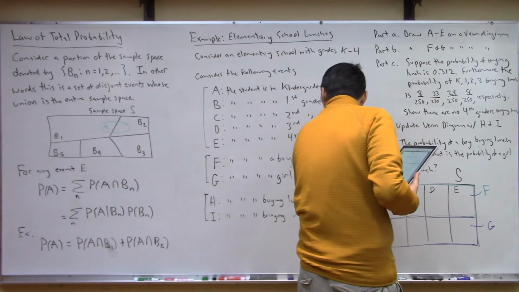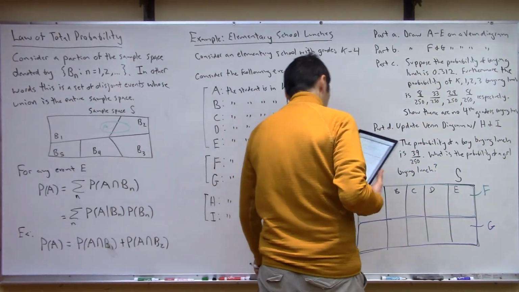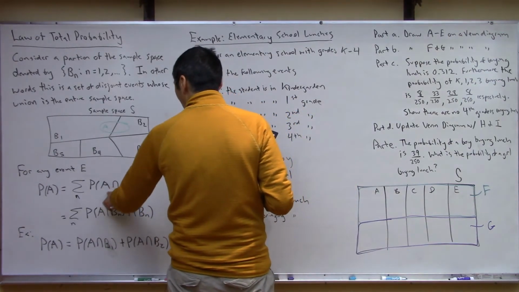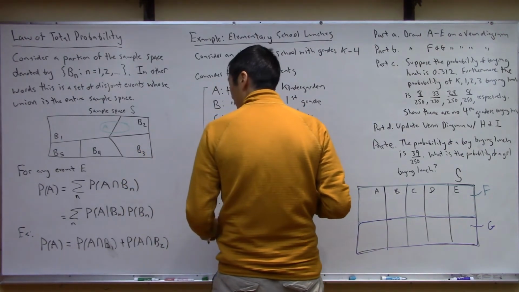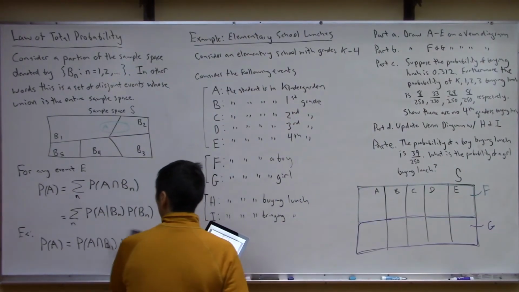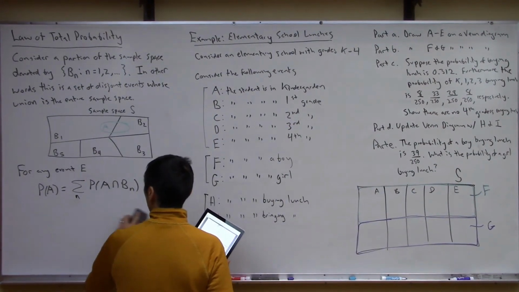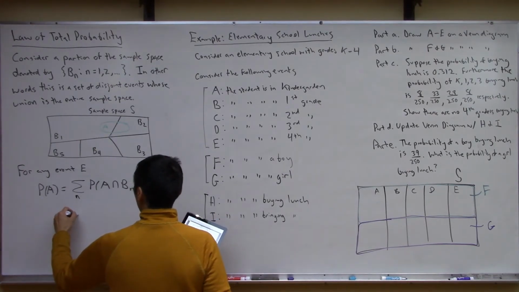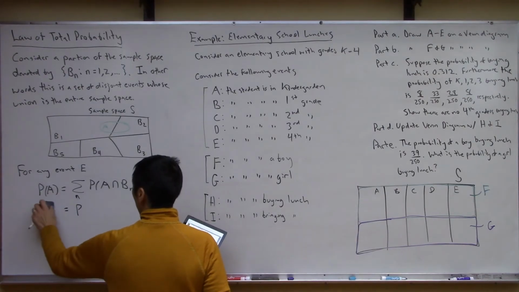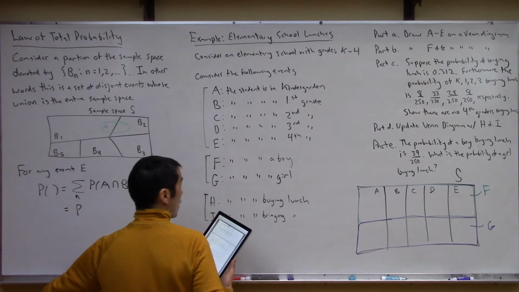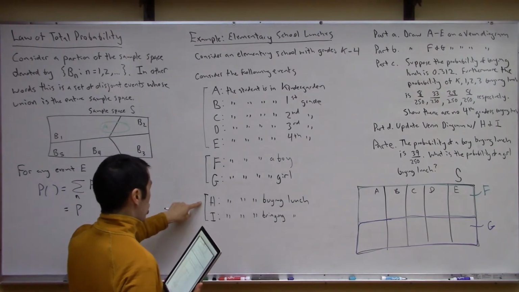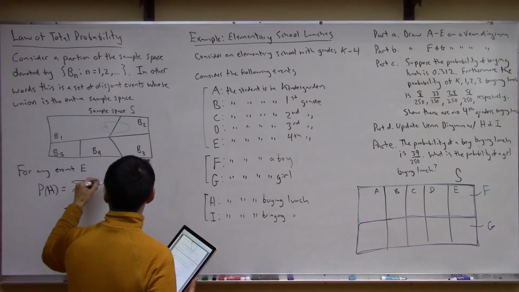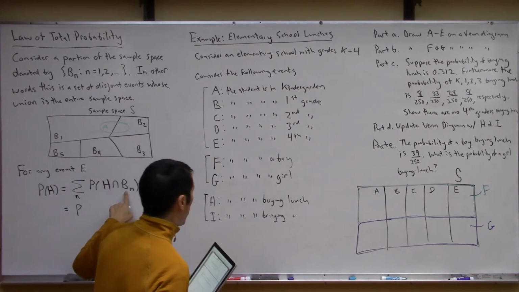To do that, we need to come over to our law of total probability, and substitute by adding up all these probabilities over the partition. Let's erase this, because this is the situation we're looking at. It's not A; we're looking for the probability of buying lunch, which is event H. So I want the probability of H, which is the probability of H intersected with all the elements of the partition.